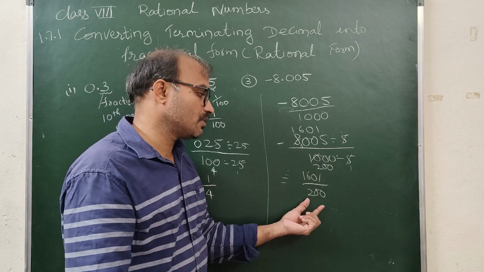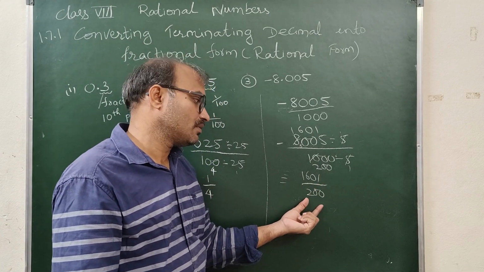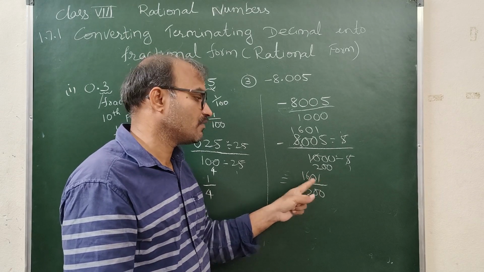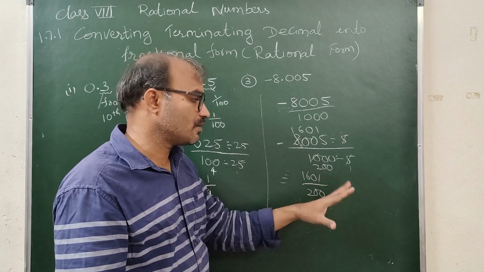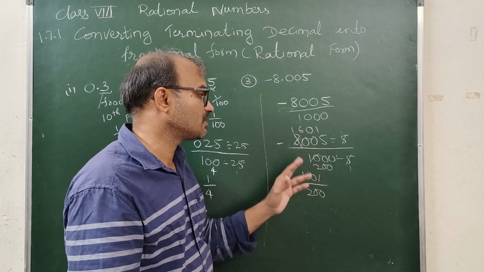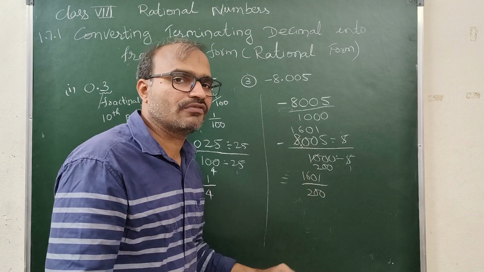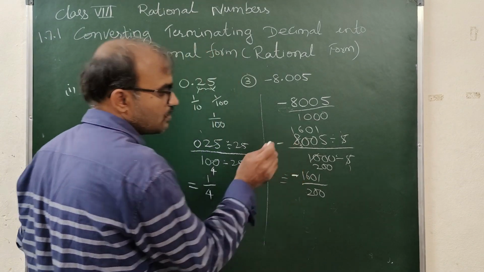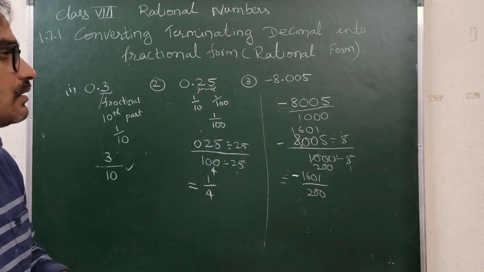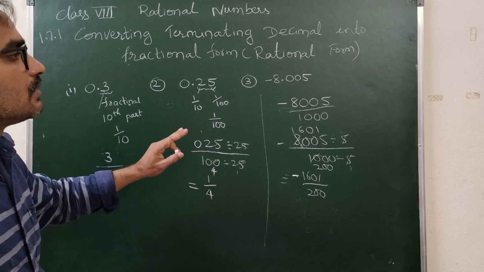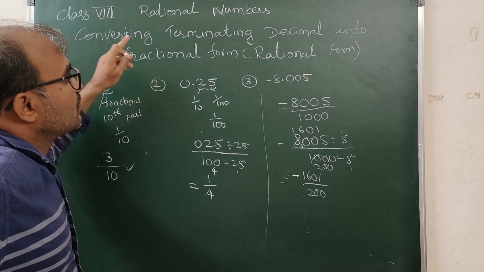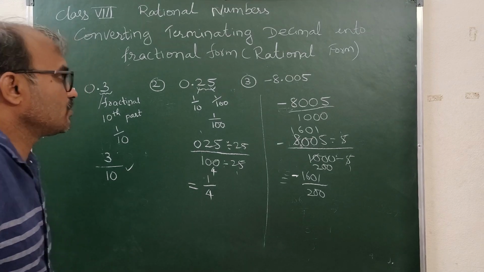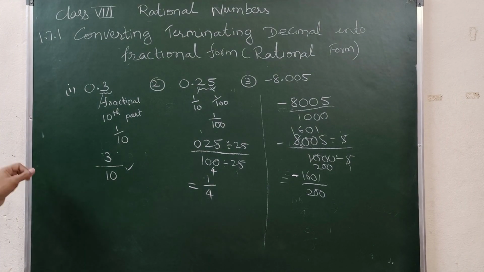The factors of 200 are only 2 and 5, but neither 2 nor 5 is a factor of 1601. So this is the last form, the simplest form of this fraction, and both are equivalent fractions. Sorry, what I forgot here is to keep the minus symbol. You must not forget that. So that is the conversion of terminating decimals into fractional rational form.